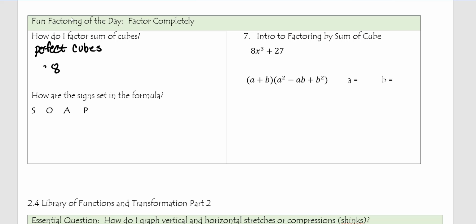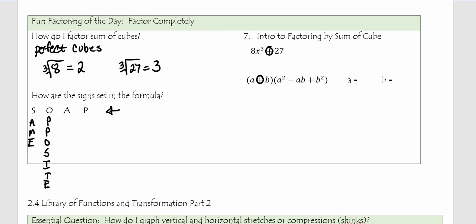So 8 would be a perfect cube, the cube root would be 2, and just another example, 27 would be 3. So this is kind of a quick way to remember what the signs are in the formula, and I haven't talked about this before. So I like to use SOAP, and what does SOAP stand for? It's same, opposite, always positive. Here's the plus sign, here's same, and then the next one is opposite.